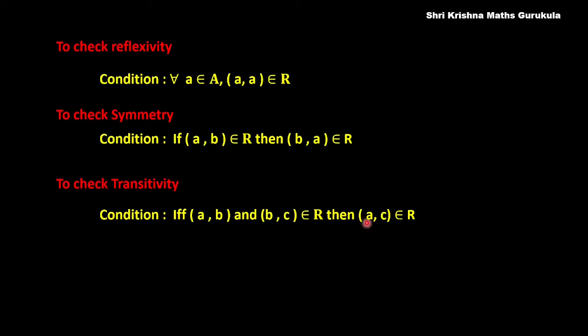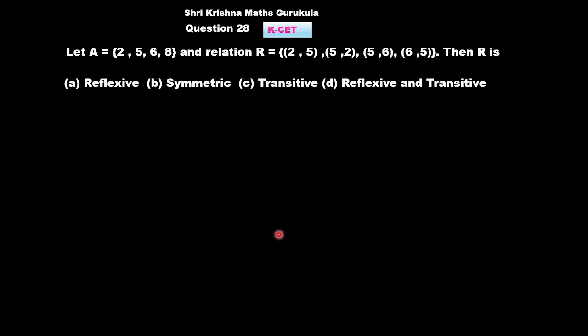One, existence of these two ordered pairs, and if (a, c) also exists, then it is transitive. Then absence of the second ordered pair also makes the relation transitive. Clear? So let us check the ordered pairs here. We should have had (2, 2), (5, 5), (6, 6) and (8, 8), which we do not have. So (2, 2) does not belong to the relation. So this is not a reflexive relation.